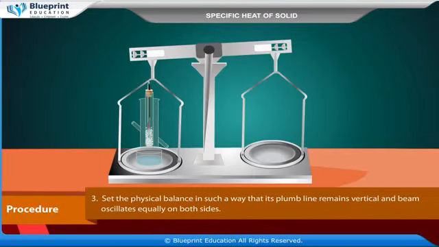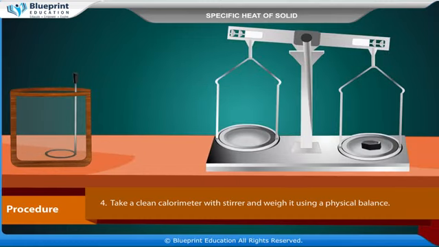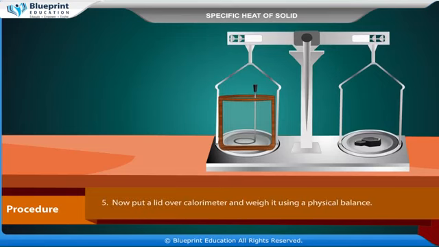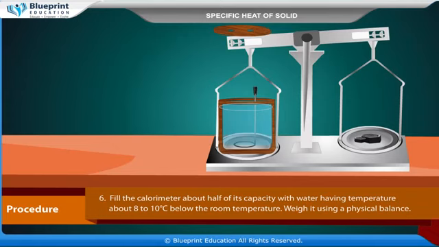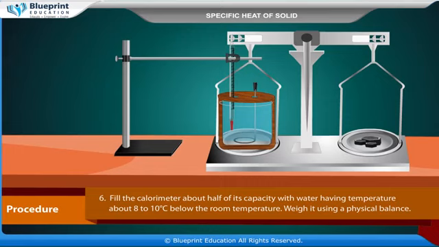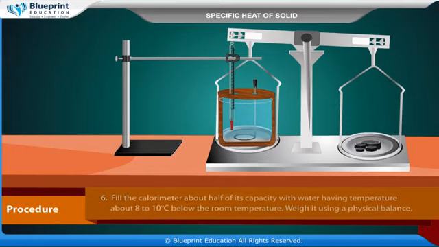Set the physical balance in such a way that its plumb line remains vertical and the beam oscillates equally on both sides. Take a clean calorimeter with stirrer and weigh it using a physical balance. Now put a lid over the calorimeter and weigh it using a physical balance. Fill the calorimeter about half of its capacity with water having temperature about 8 to 10 degrees Celsius below the room temperature. Weigh it using a physical balance.